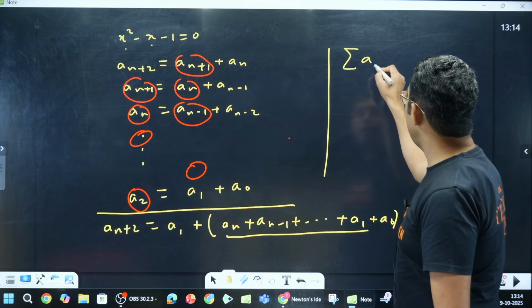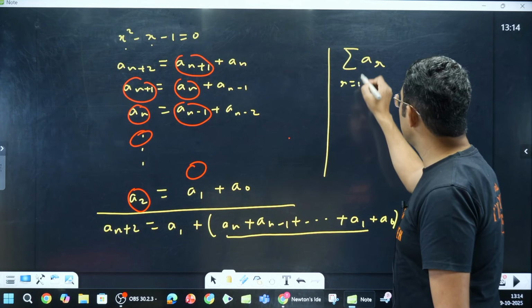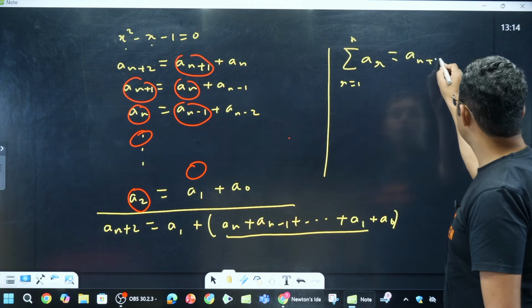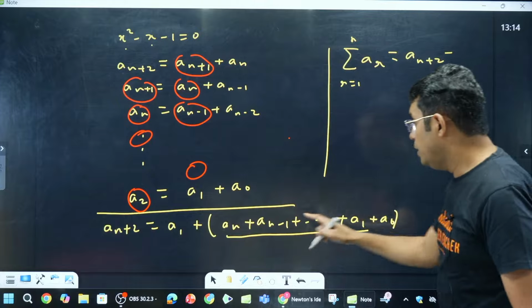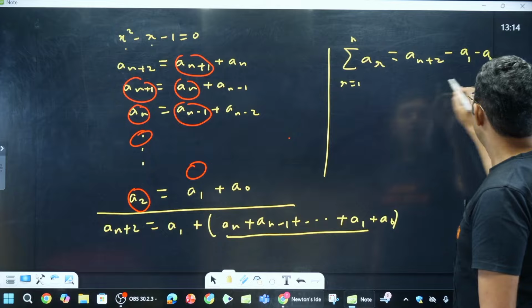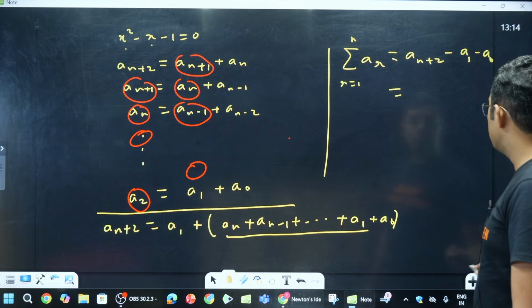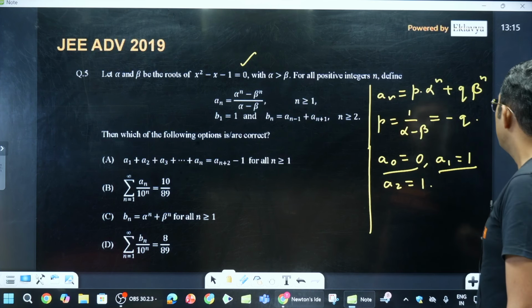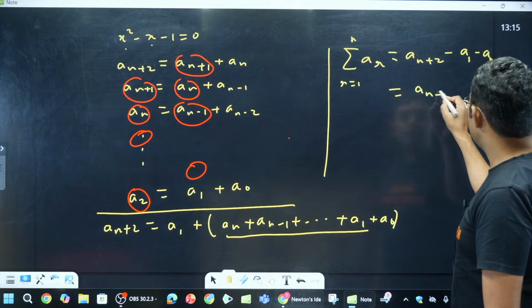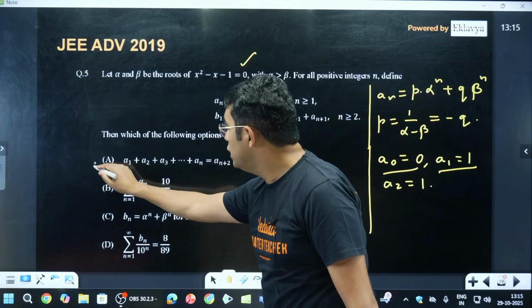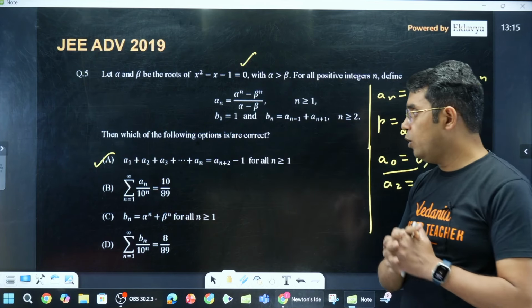We are looking for the sum over r from 1 to n. That will be equal to an plus 2 minus a1 minus a0. As I told you, a1 is I think 0. No, a1 is 1, a0 is 0. Yeah. So it will be an plus 2 minus 1. I think this is what option A is also saying. So option A is correct.